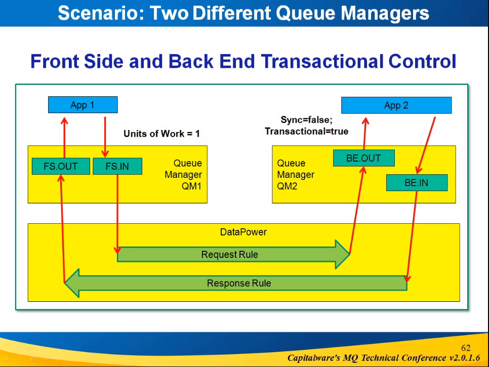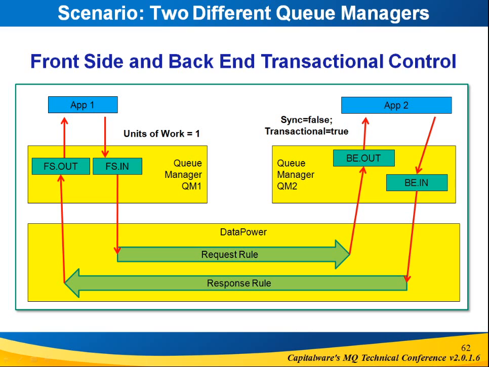This will cause the queue manager QM2 to signal a successful end of transaction, in other words a completion code of 0, and that will cause the front side handler to commit the message on fs.in, end of that transaction. App2 picks it up, puts it onto be.in, and then the response rule, just as before, creates a new unit of work to begin the transaction, getting the message from be.in, and that will hold true until the response rule gets all the way back to the front side handler.